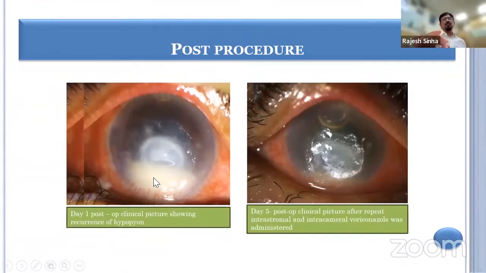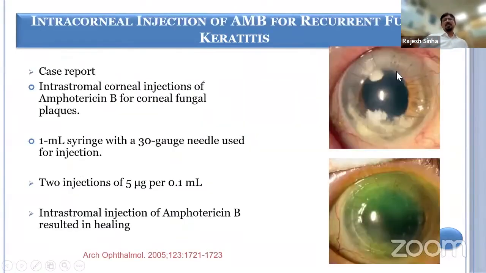So this is after the first injection. This is day 1 post-op. And then in this particular patient, this is day 5 post-op after the second injection. And then the patient required a third injection as well.